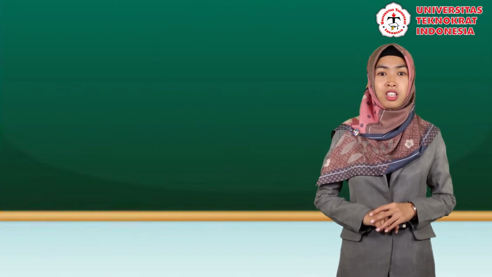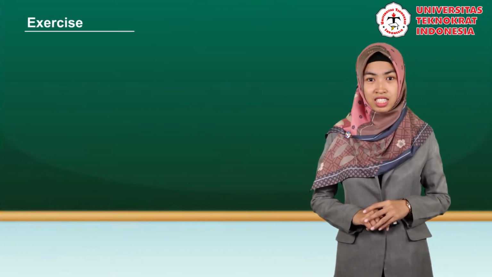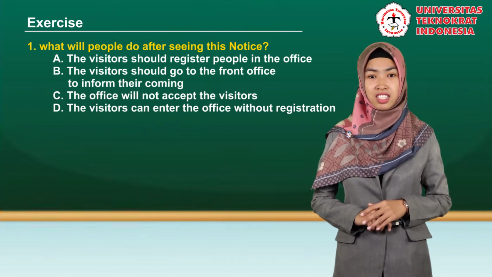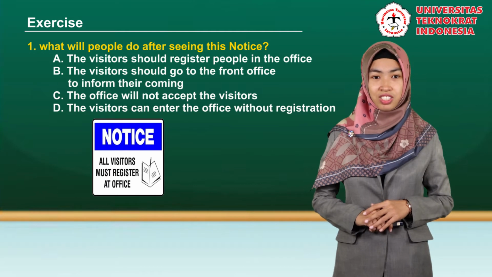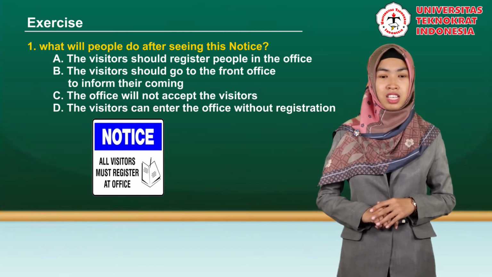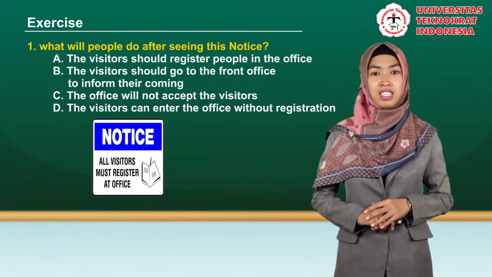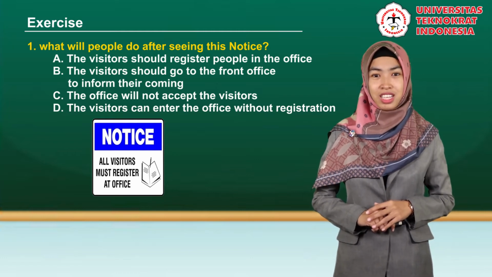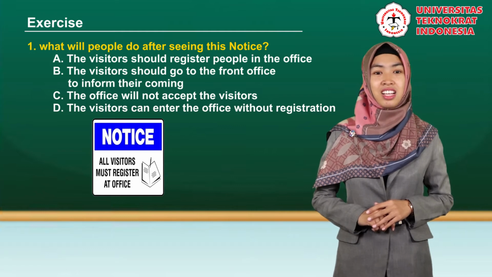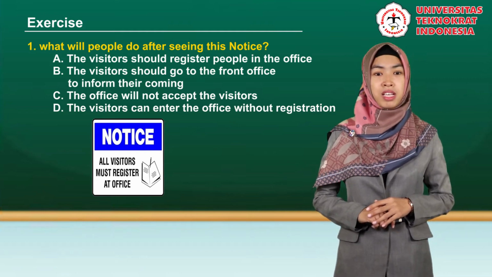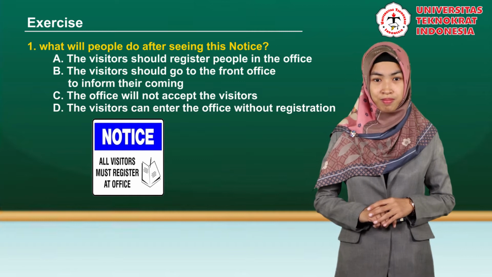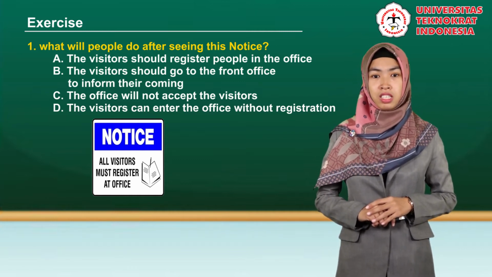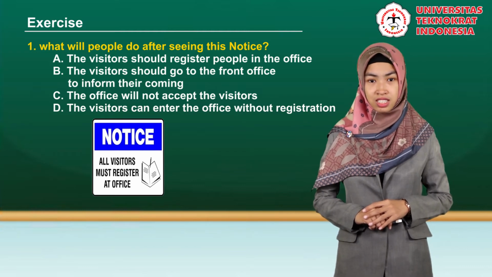Now, to check your understanding about these kinds of notice, I have 5 questions in our exercise. So let's discuss it together. The first one, can you see there is a notice with the color blue and white? It tells all visitors must register at office. The question is, what will people do after seeing this notice?